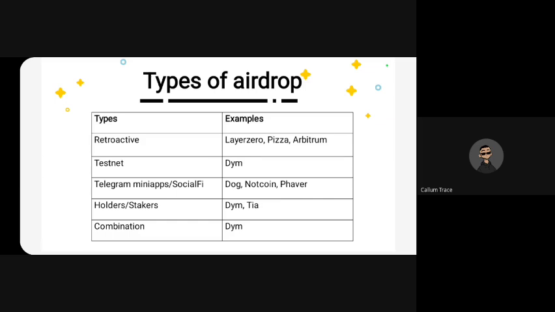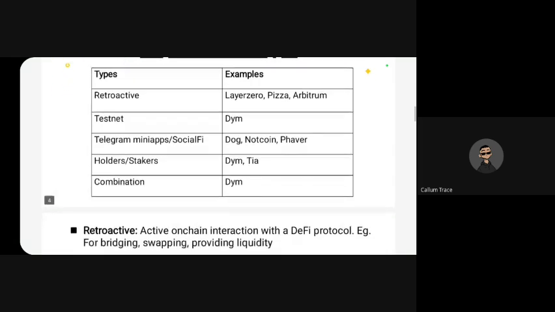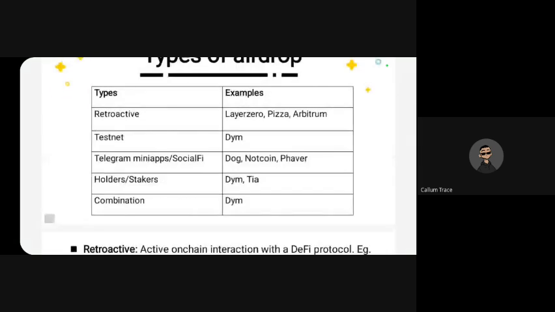Examples of retroactive airdrops are Layer Zero, Pizza, and Arbitrum. An example of a testnet airdrop that happened earlier this year was DYM. For social fi, which is different from Telegram mini apps, I didn't have time to differentiate, so that's why I added them together.